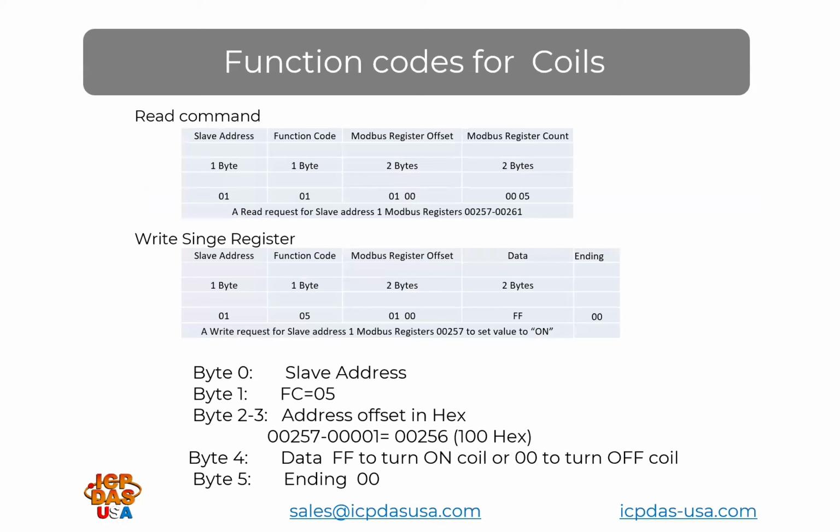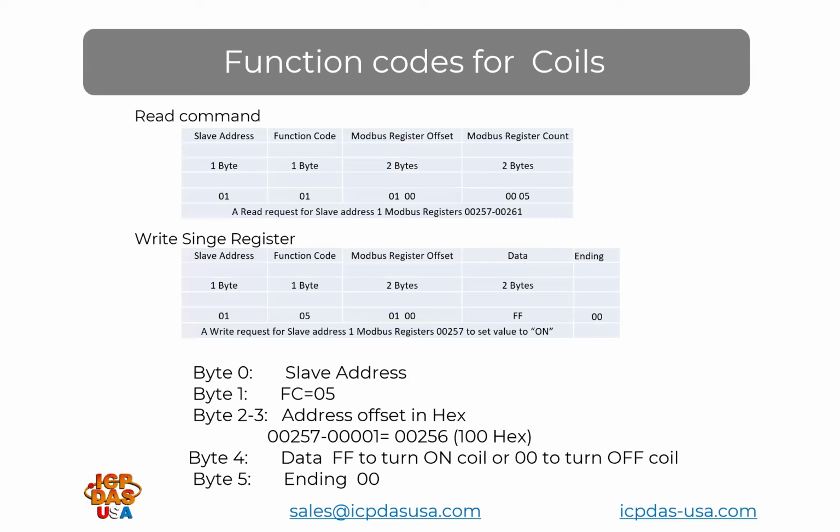Let's go over a few more examples of function codes. This page contains at the top a read request for 5 coil values starting at 257. The resulting read command of 010101000005 is derived from 1, slave address; 2, function code for reading coils; 3, register offset of 257, where 1 equals 256, converted to hex value 100; and the total consecutive registers of data you would like to read.